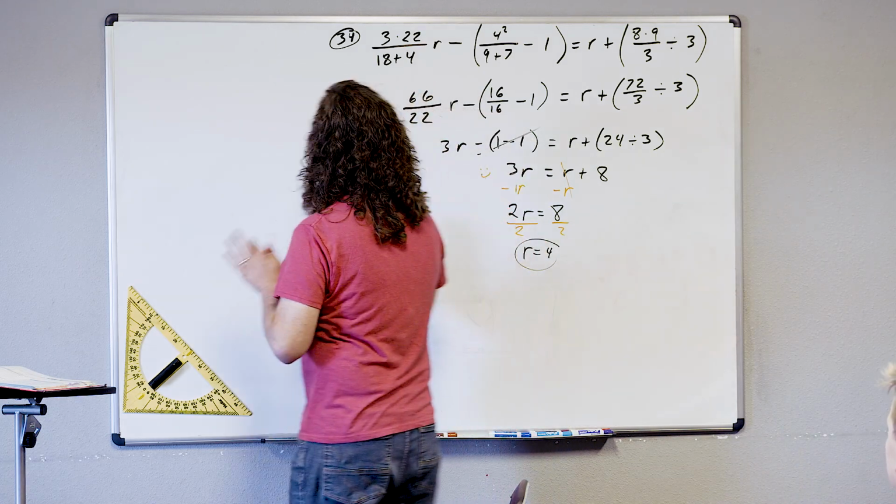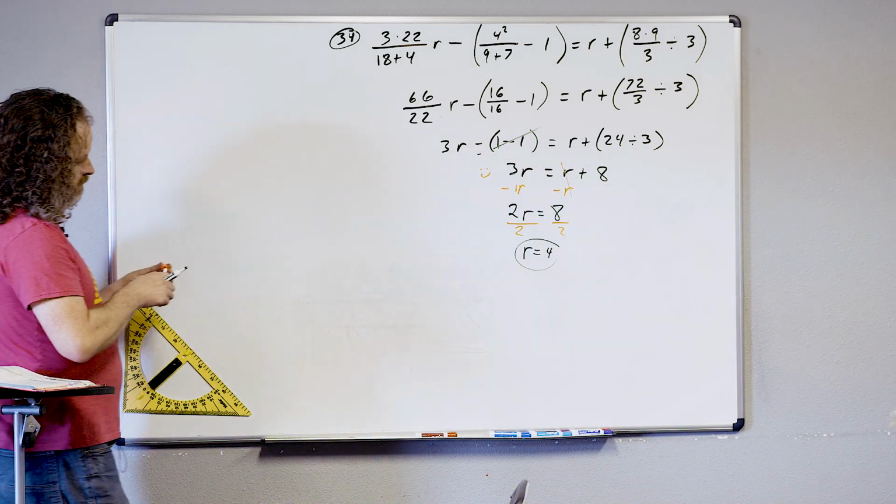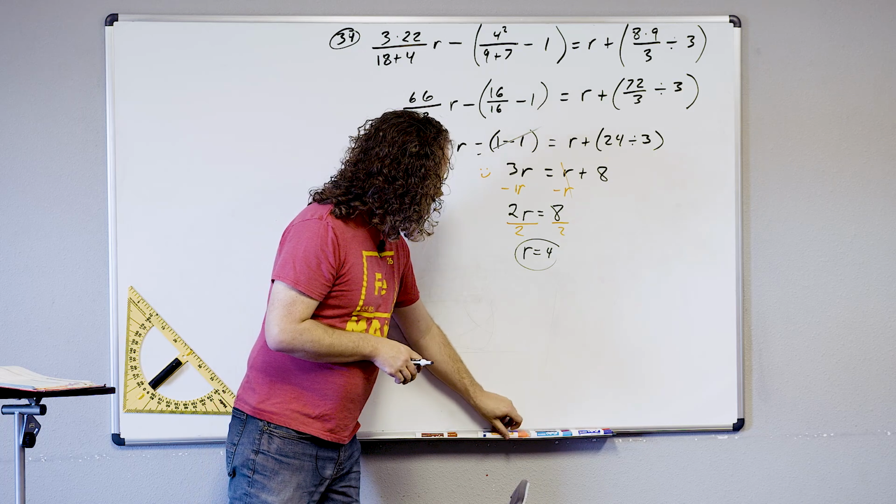So that wasn't too bad. We just got to take it a step at a time, right? Okay, I got R equals 5. How does that make you feel?